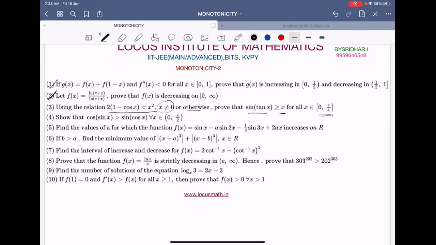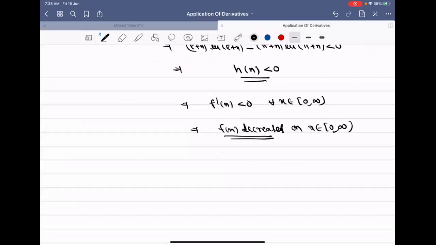So here, to prove this inequality, we need to use the inequality 2 into (1 minus cos x) is less than x square. So first we will write that inequality, that is the third question: 2 times (1 minus cos x) is less than x square, where x is not equal to 0. This is the given condition.